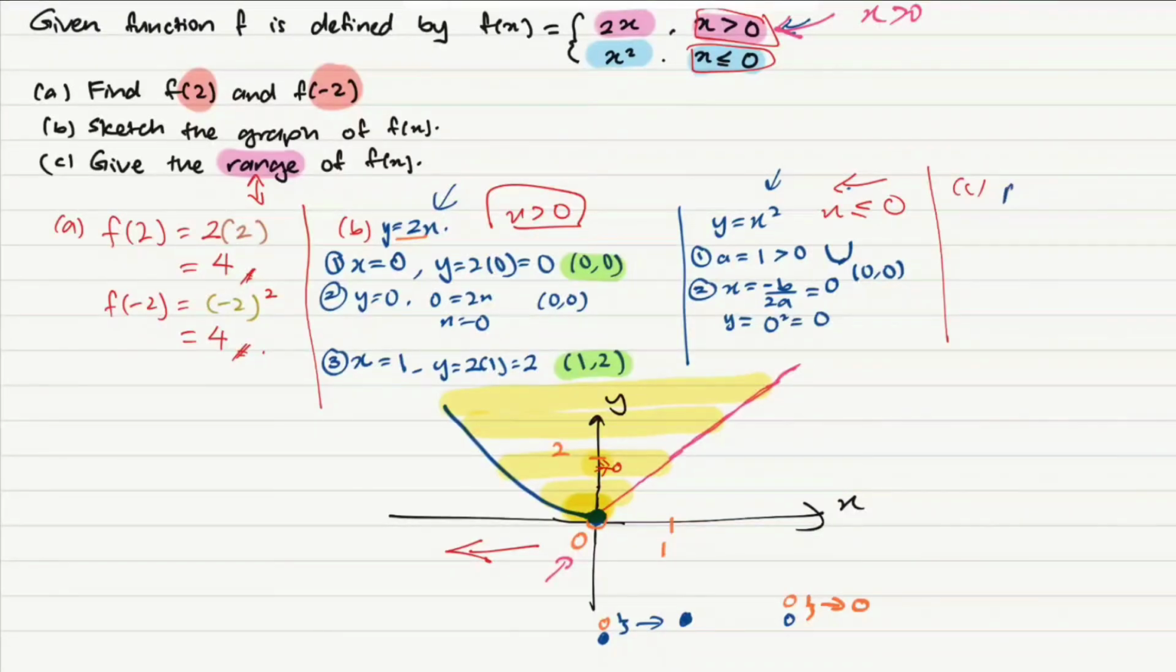And is 0 included or not? Well, look at the circle or the dot there. It's a dense dot, or a black dot. So that means the value 0 is included. So it starts from 0 until infinity. And that's our range for the function f(x).